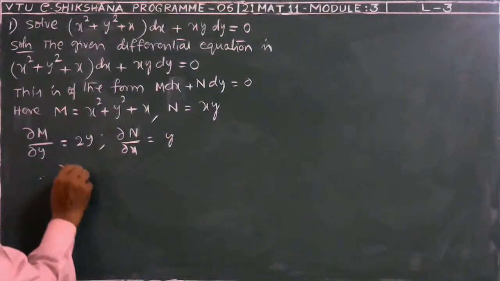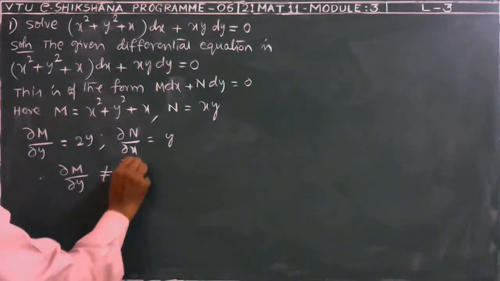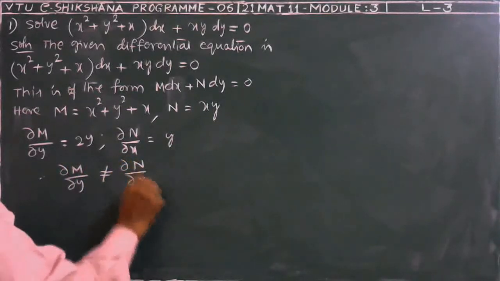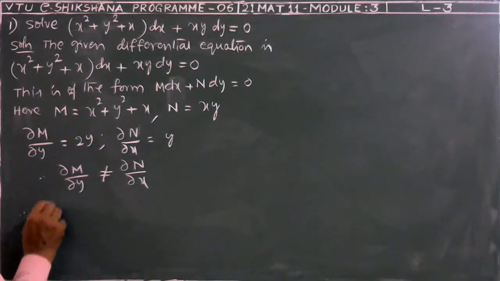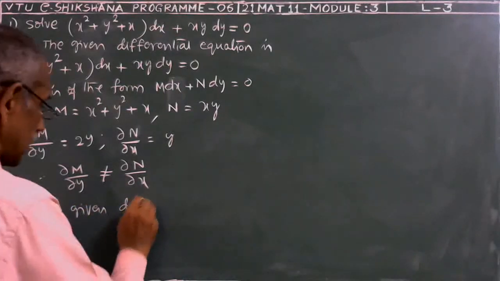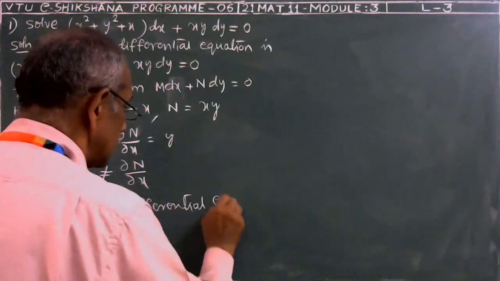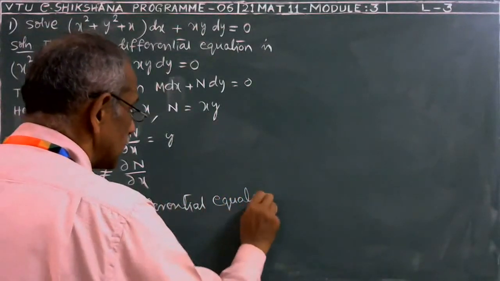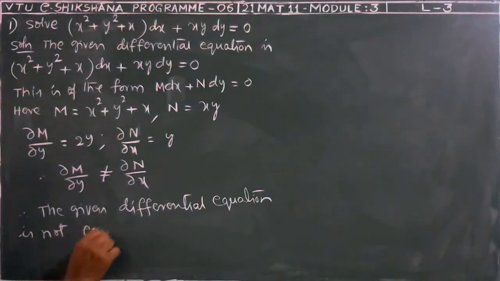So therefore, ∂M/∂y is not equal to ∂N/∂x. So therefore, the given differential equation is not exact. That means we cannot further continue.